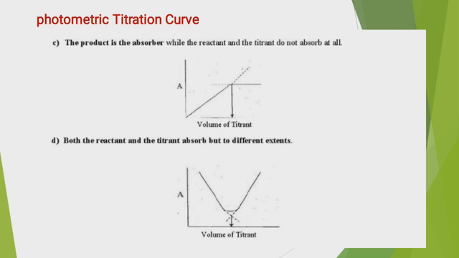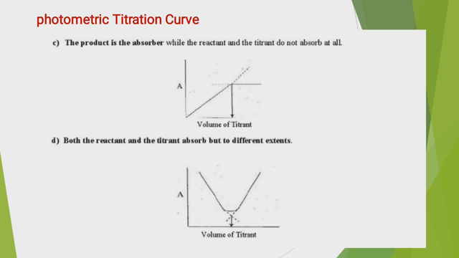Then the third type of curve is where the product is the absorber, while the reactant and titrant do not absorb at all. So we get a straight line in increasing order, and then after the complete reaction, the conversion of reactant into product, there is no increase in the absorbance. So we get firstly a straight line in increasing order and then stable. The intersection point of these gives the end point.